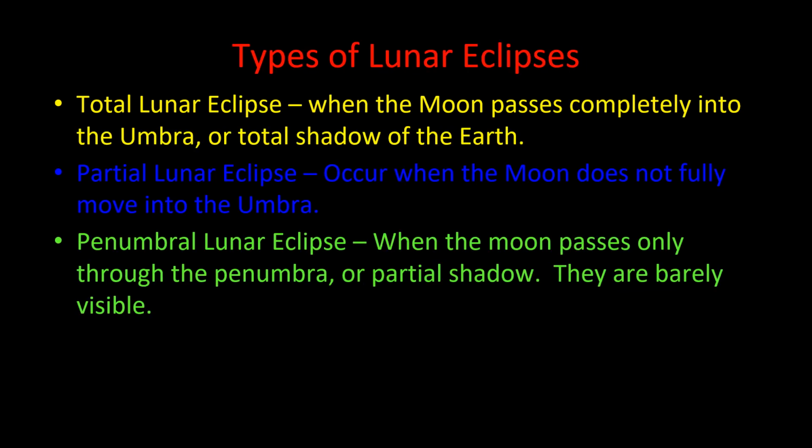There are three types of lunar eclipses. You have a total lunar eclipse, when the moon passes completely into the umbra or total shadow of the Earth. The partial lunar eclipse occurs when the moon does not fully move into the umbra. The penumbral lunar eclipse is when the moon passes only through the penumbra or partial shadow.